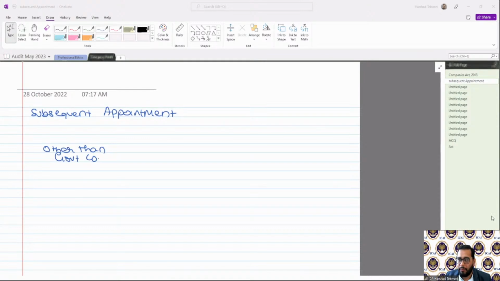Here, the provision is that first we need to follow the procedures of rule 3. Okay, we need to follow the procedures of rule 3 for the appointment.